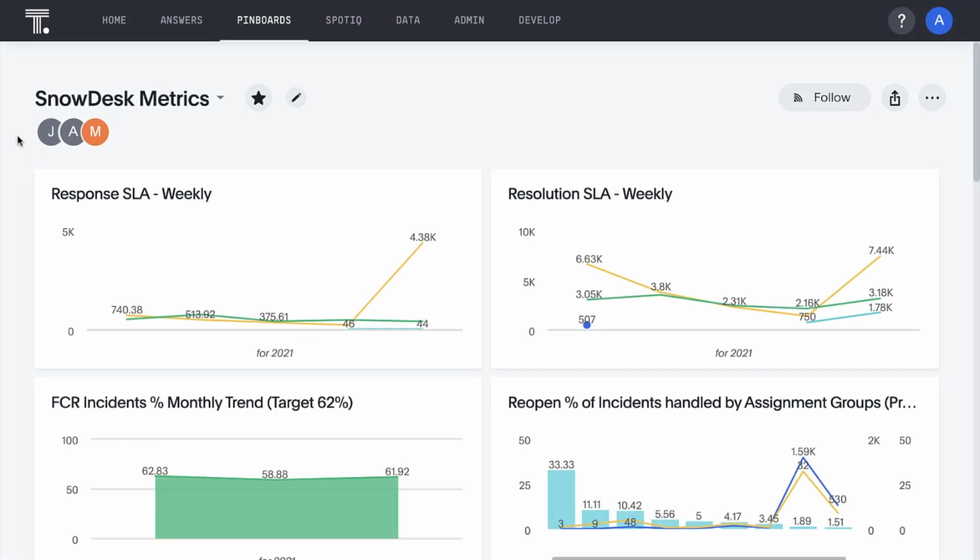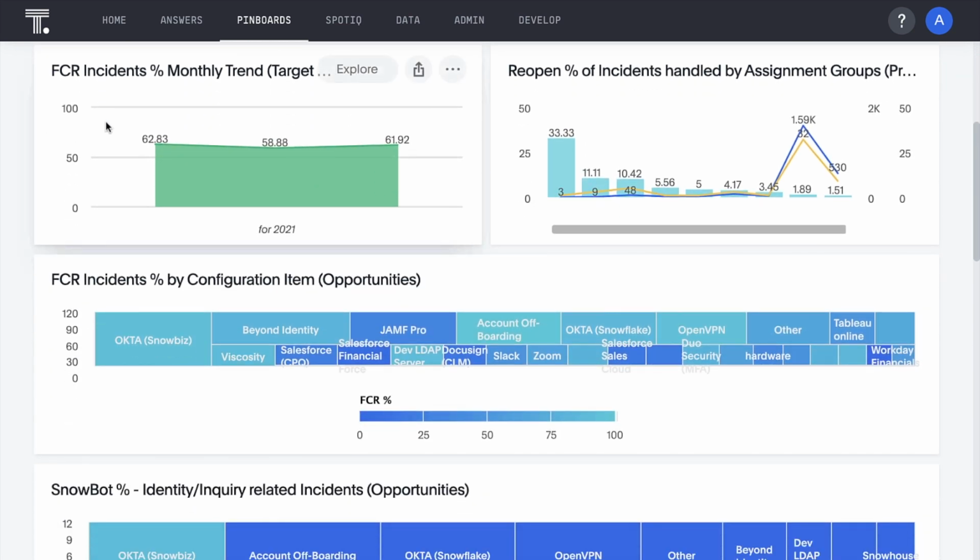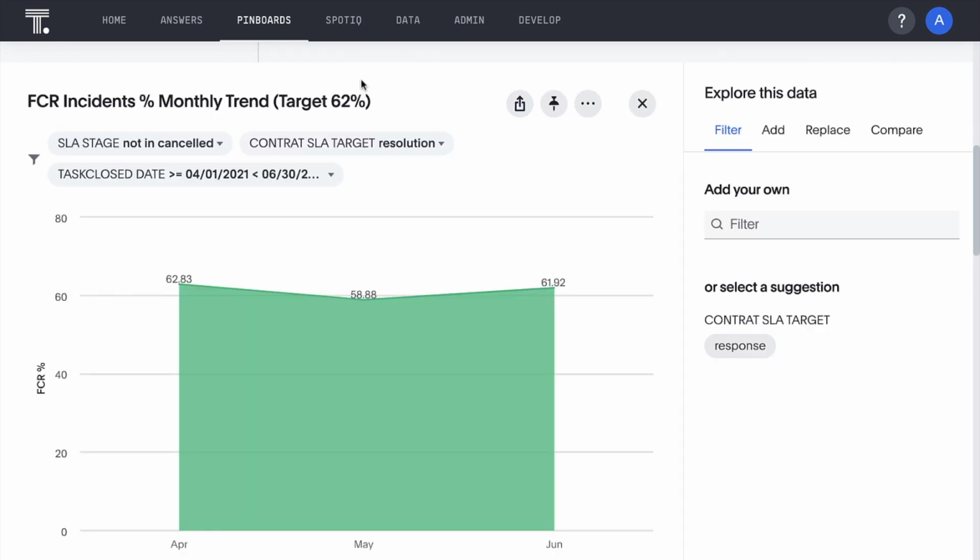ThoughtSpot and Snowflake are enabling help desk and operations executives to answer all their questions about operational metrics with a single pane of interactive insights, or what we call a Pinboard. We can instantly see our key Snowdesk metrics from ServiceNow data stored in Snowflake, including our average weekly response time by priority level, the number of tickets we resolve, and details on first call resolutions and reopening of incidents by assignment group. Here, we can see what percentage of incidents are resolved on the first call.